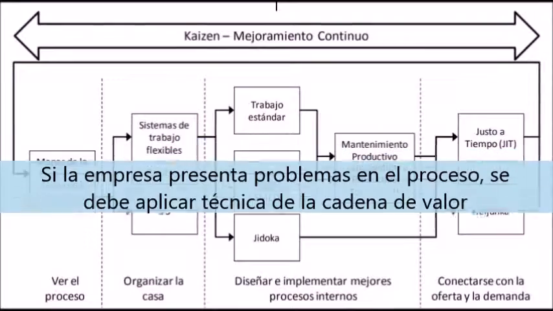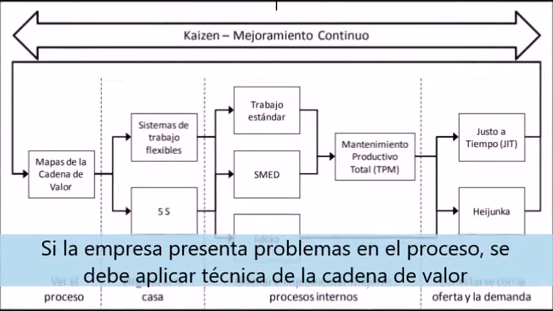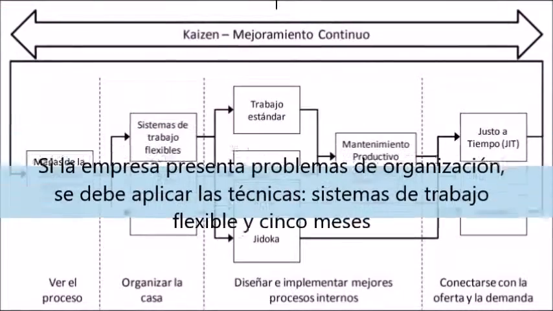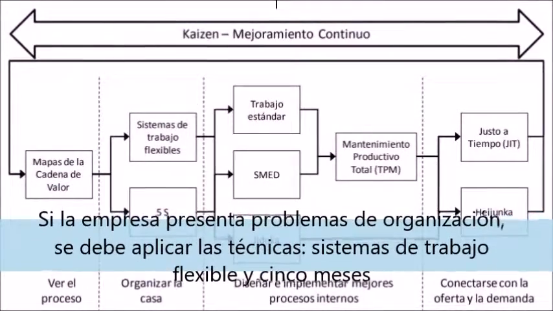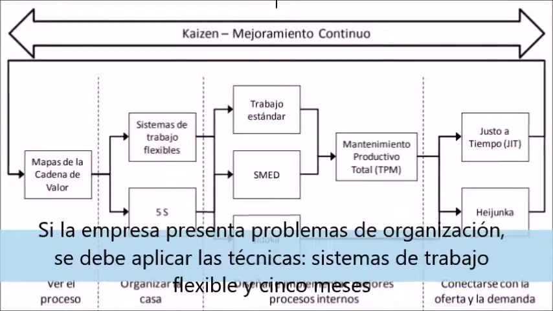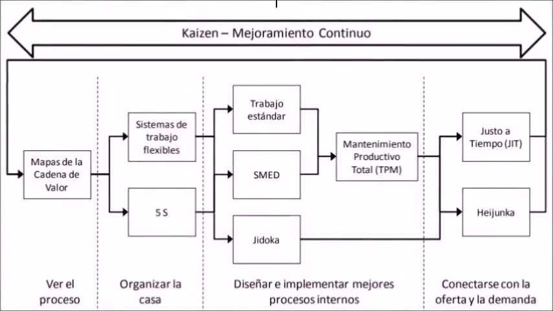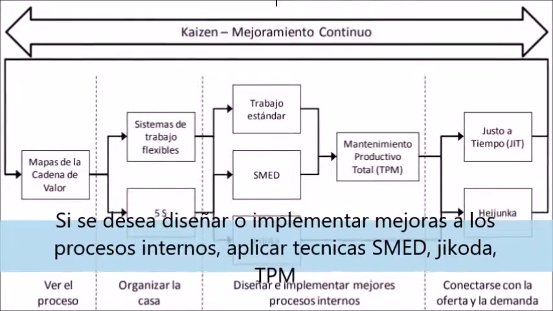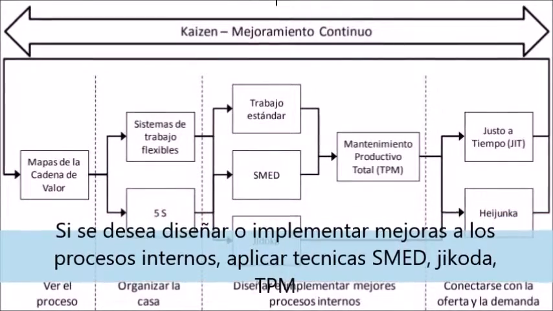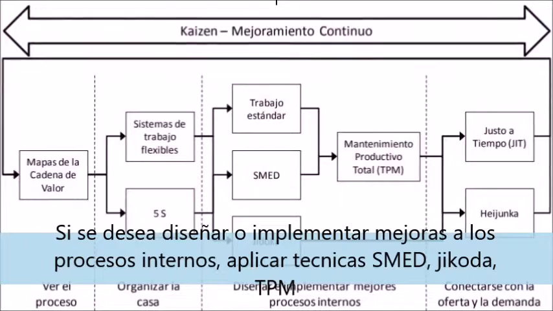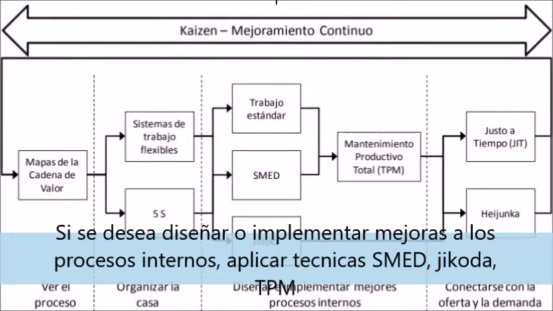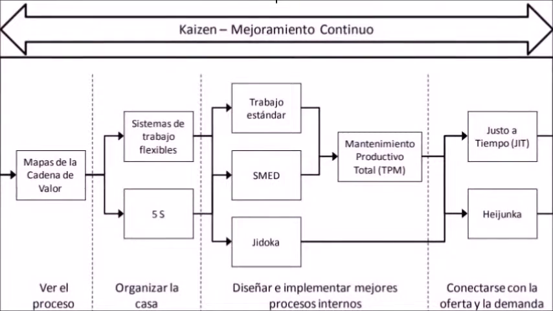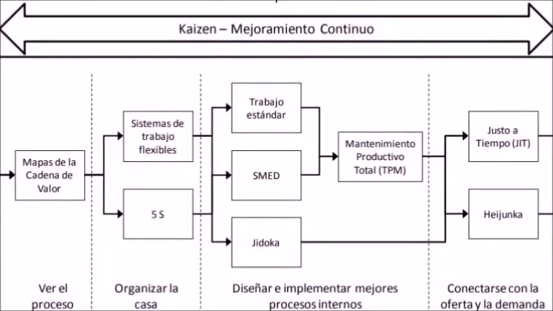If the company has problems in the process, the value chain technique should be applied. If the company presents organizational problems, the techniques that should be applied are flexible work system and 5 S's. If you want to design or implement improvements to internal processes, you must apply the techniques of standard work, SMED, GCODA, and total productive maintenance, TPM.